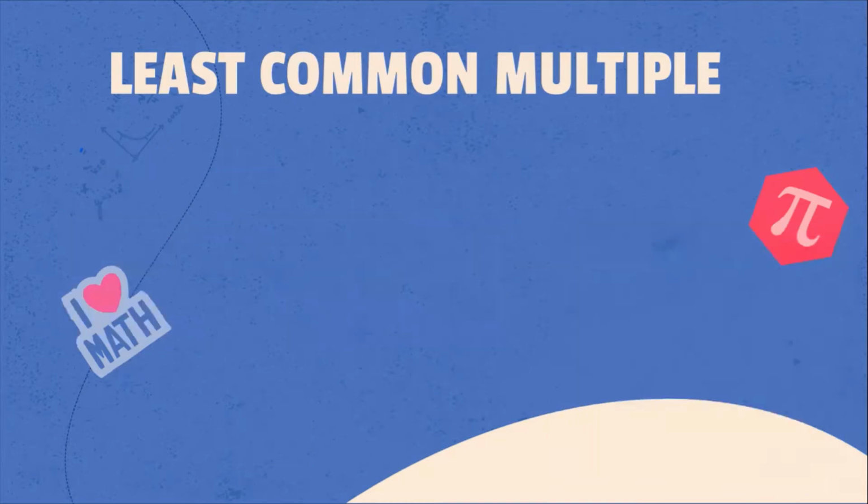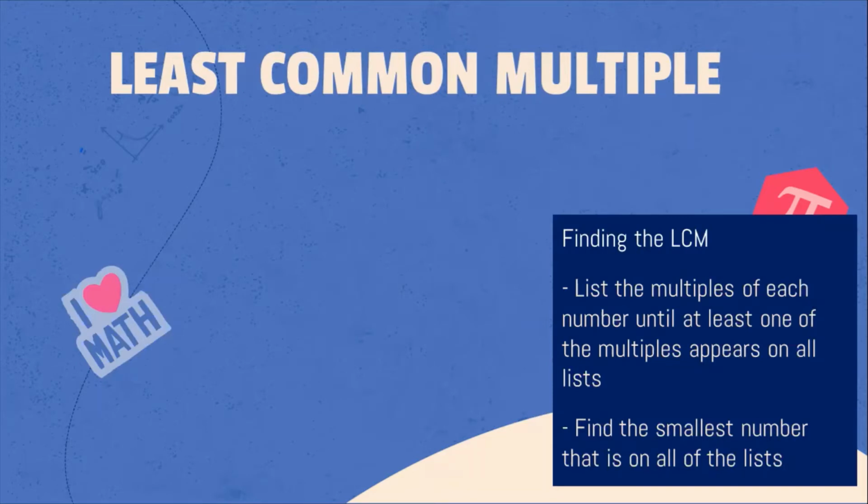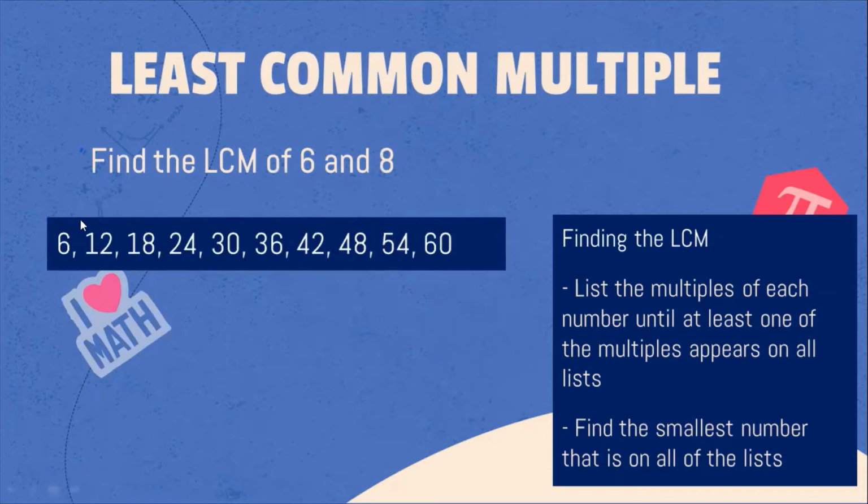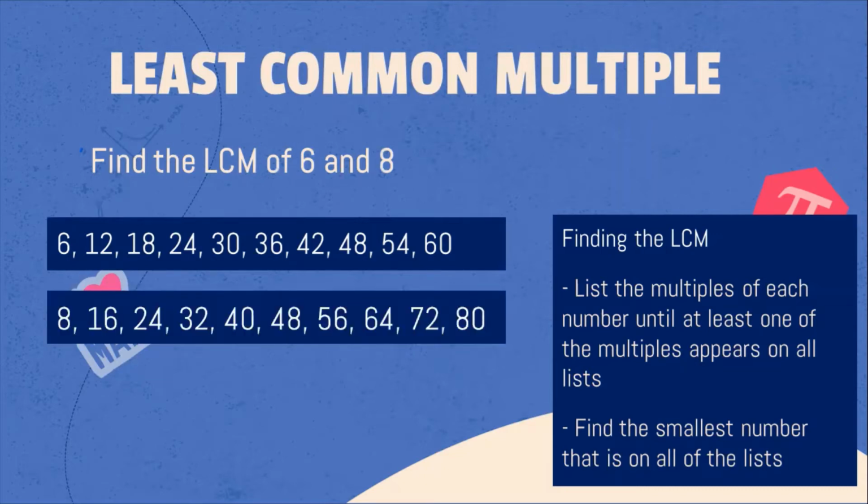Let's have another example. Find the least common multiple of 6 and 8. The first step, list down the multiples of 6 and 8. We have here 6, 12, 18, 24, 30, 36, 42, 54, and 60. That could be for the multiples of 6. And the multiples of 8 are 8, 16, 24, 32, 40, 48, 56, 64, 72, 80.